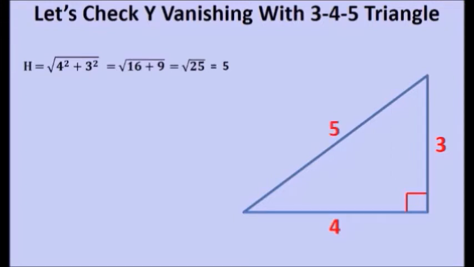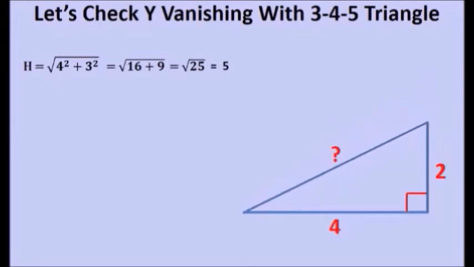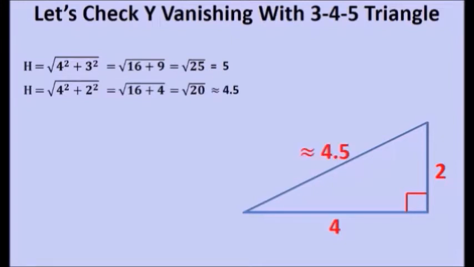Next, let's reduce y from 3 to 2, like this, and see what the Pythagorean theorem tells us. Applying the new numbers, we see that h now equals the square root of 16 plus 4, or the square root of 20, which is about 4.5. The squiggly lines here mean that the answer isn't exactly 4.5. We're just saying that 4.5 is close.